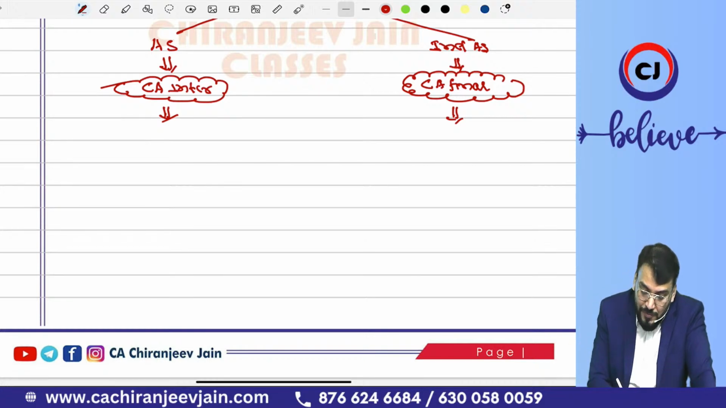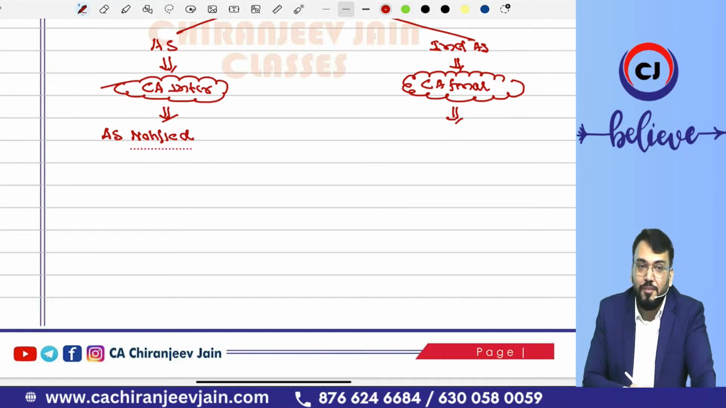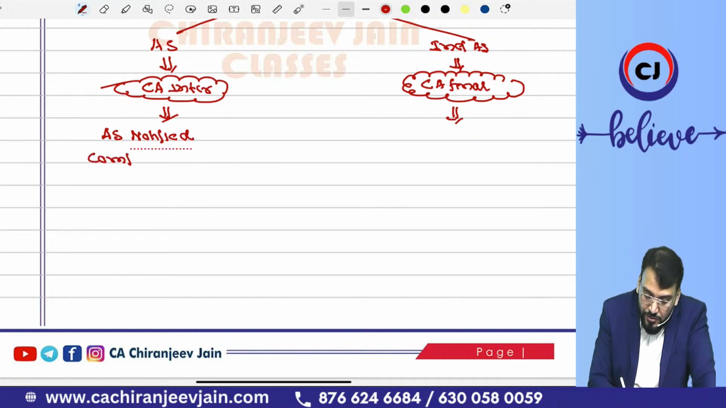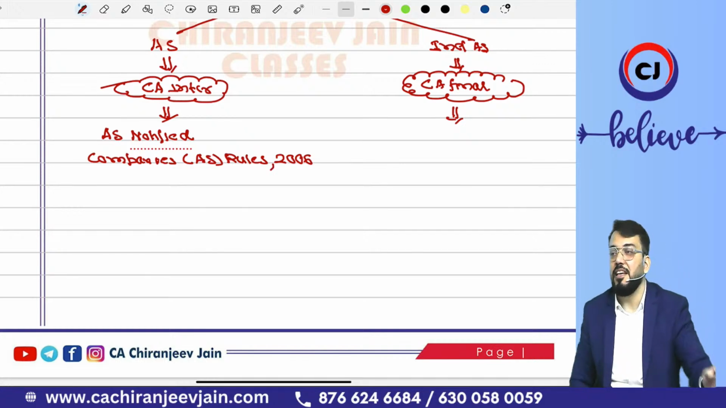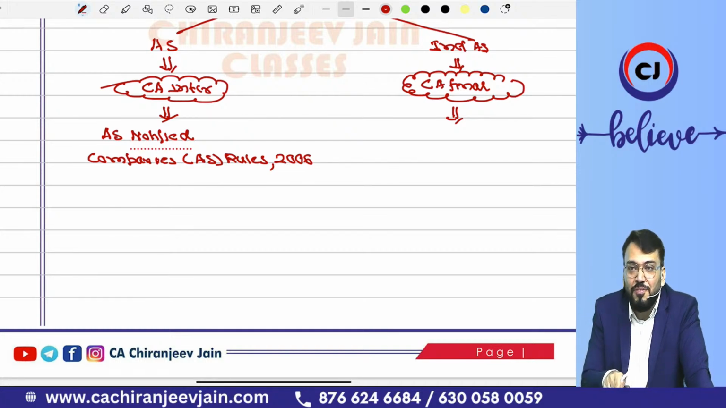Now coming to this AS, these AS are notified where? These AS are notified in the Companies (Accounting Standards) Rules, 2006. Correct. These AS are actually notified in the Companies (Accounting Standards) Rules, 2006. Means these AS are not applicable to partnership firms and proprietorships. Am I right or not?